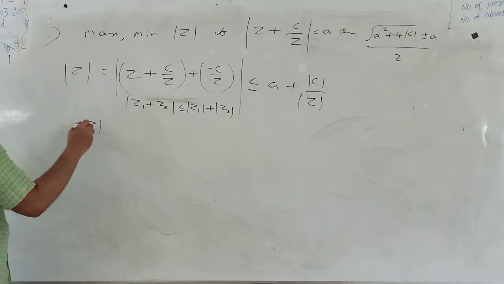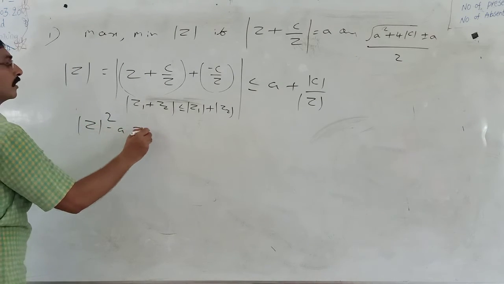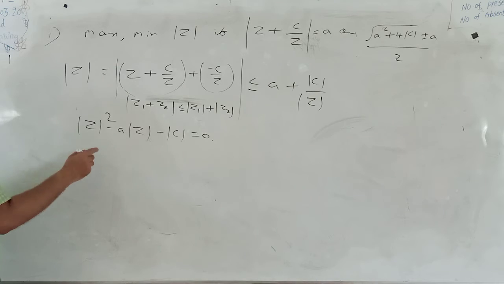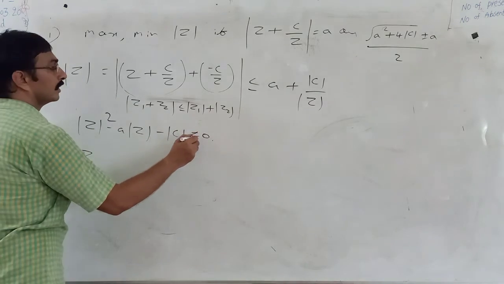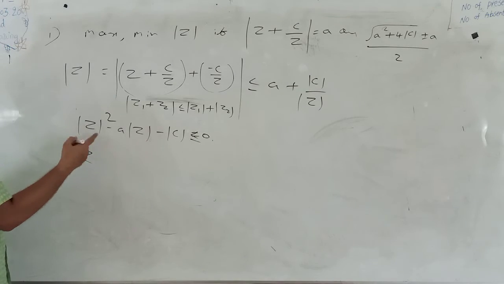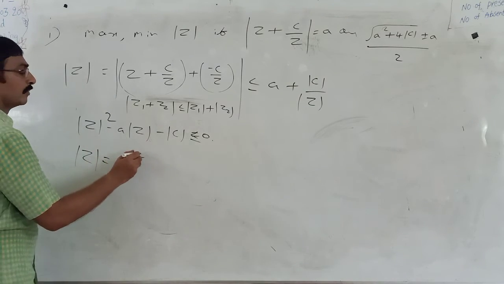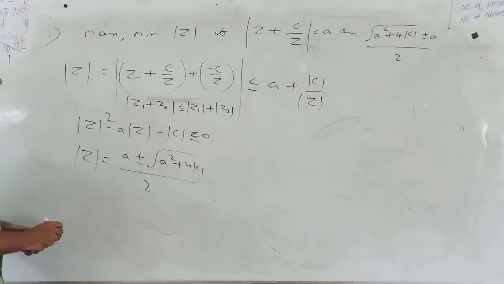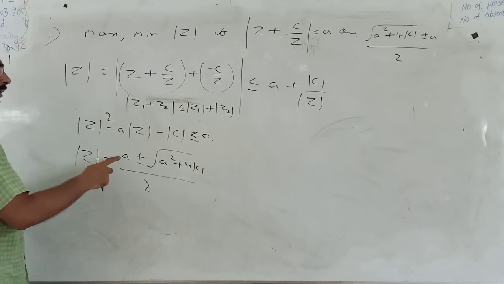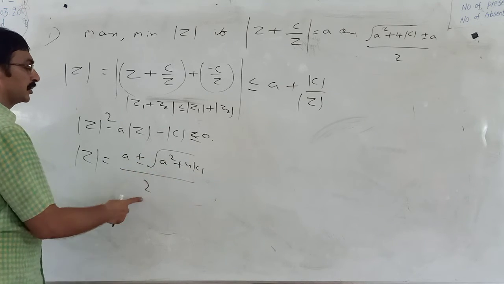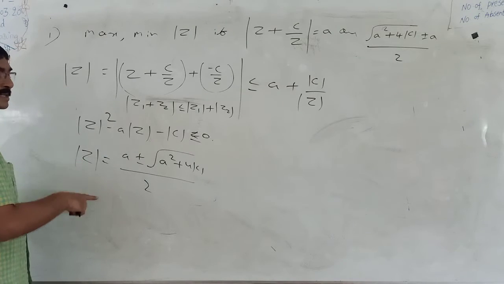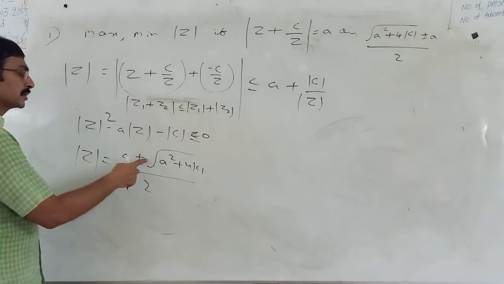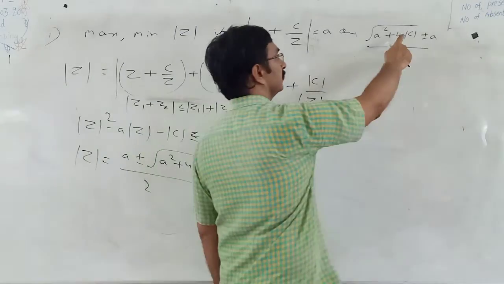By simplifying, we get the quadratic inequation mod z squared minus a into mod z minus mod c less than or equal to 0. Now this is a quadratic inequation in the variable mod z. So mod z values are minus b plus or minus root of b squared minus 4ac by 2a. But a minus root of a squared plus 4c by 2 is negative. But mod z is always positive. Therefore, the maximum value is a plus root of a squared plus 4 into mod c by 2.